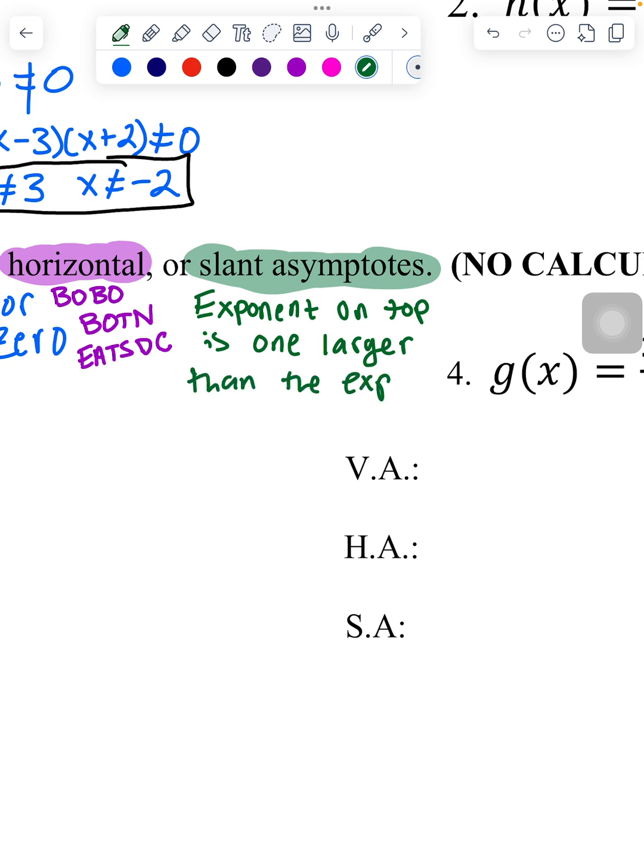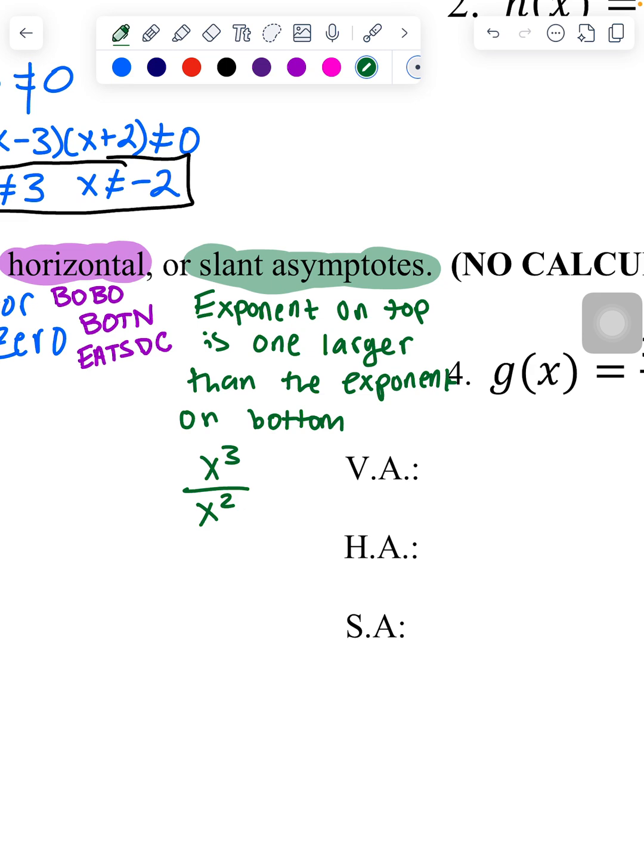So it's a very rare case where the exponent on top of our fraction is bigger than the one on the bottom, but it's only 1 larger. Okay, so it'd be like x cubed over x squared. That is when we would have some sort of a slant asymptote, or wherever we have 1 larger on top than we did on bottom.